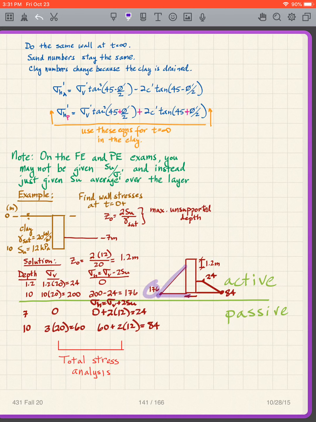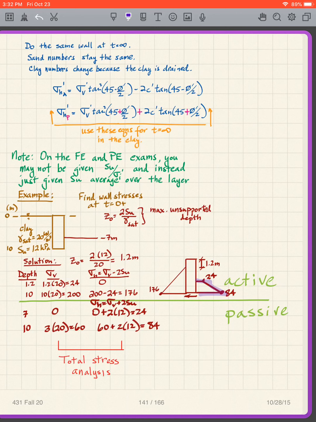There's my active stress. Now I'm looking on this side for my passive. My sigma v is going to be 0 and 60 at the base, just 3 times 20. And for the passive, I'm going to have sigma v plus 2su. So I simply take that sigma v plus 2 times 12 is 24. And this is going to be 60 plus 24, which is 84. So here are my passive, there is my active.